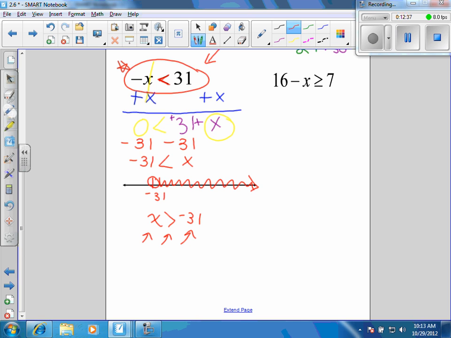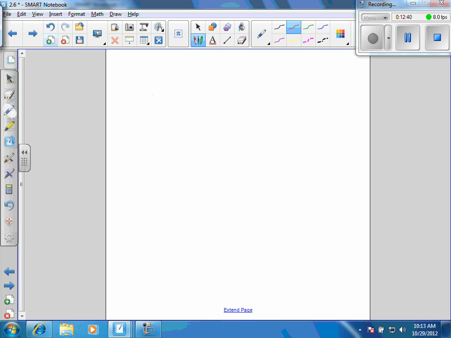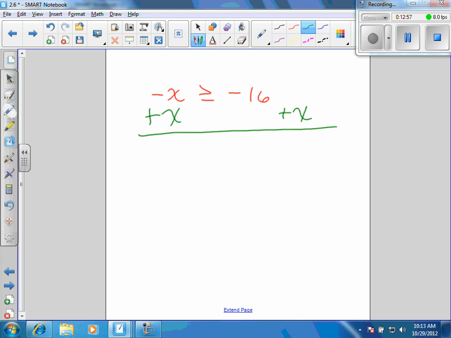Okay, so let's talk about that. If I have negative x is bigger than or equal to negative 16, and we go the long way for a minute, I would add x to both sides. Does that make sense? The long way is the best way to understand the shortcut, and then you can use the shortcut. So this gives me what on the left-hand side? 0, right? And what do I have on the right-hand side, Emma? Negative 16 plus x. Now I want to isolate x, so what should you do? Add 16 to both sides.